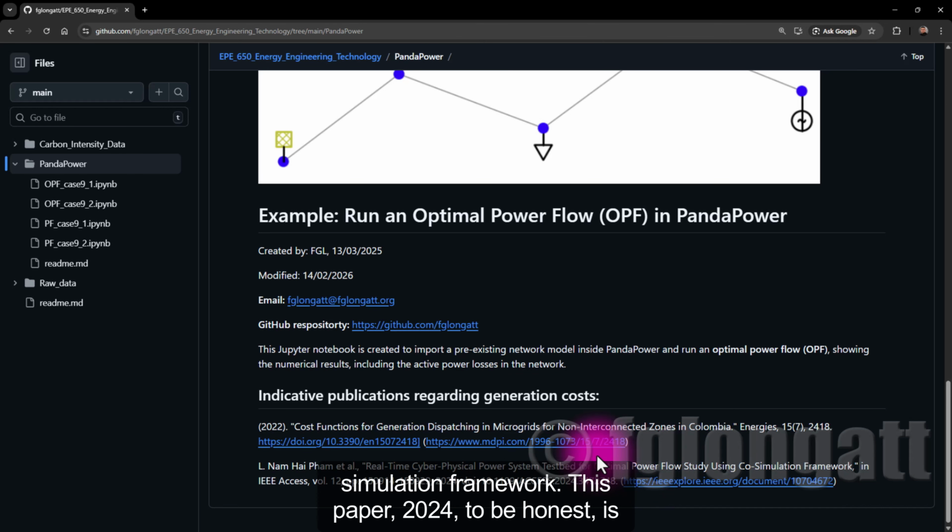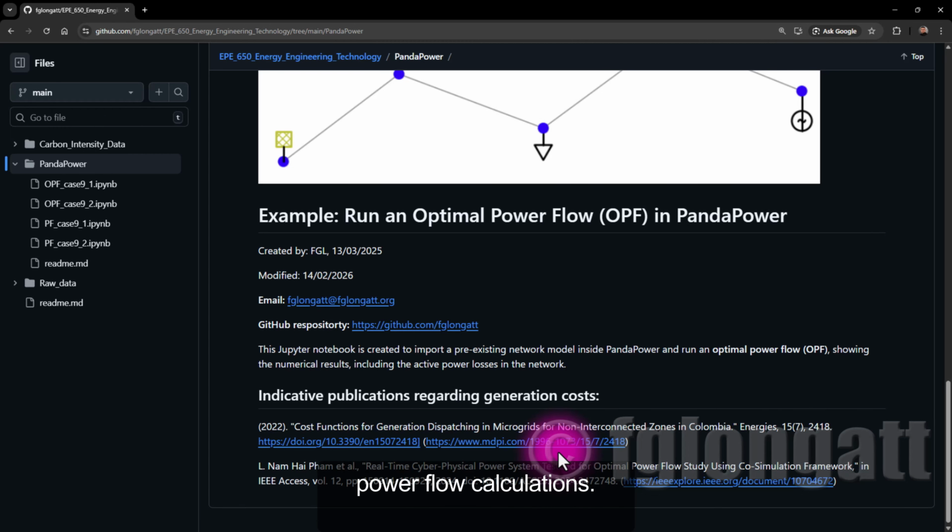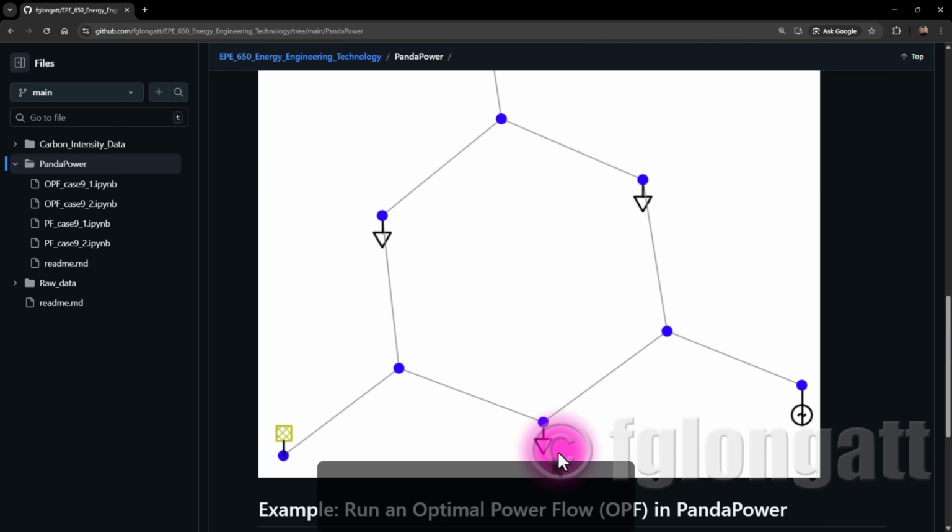This paper, 2024, to be honest, is quite amazing. Lee Nam created a framework for real-time simulation using Typhoon Hill, but he used PandaPower as a favorite software for those power flow and optimal power flow calculations, okay?